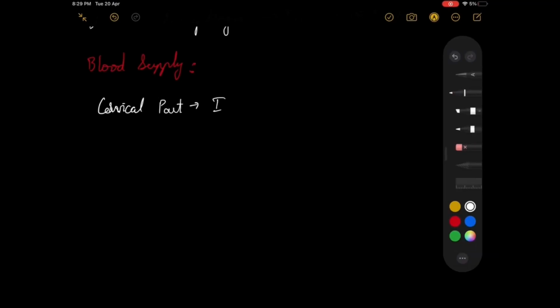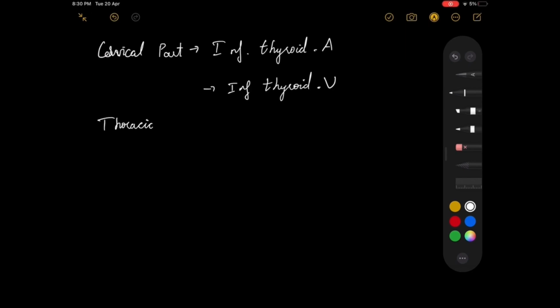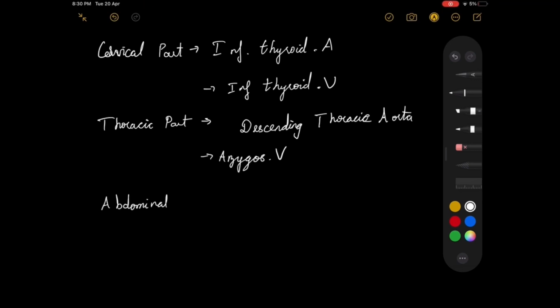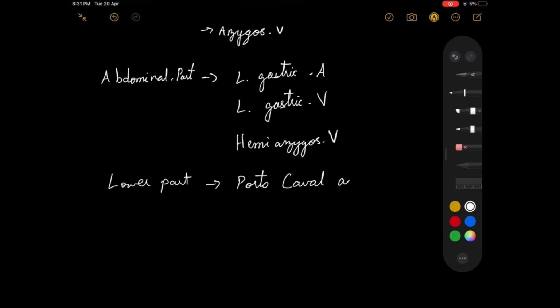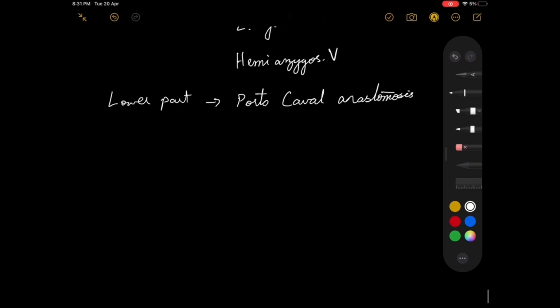The cervical part is supplied by the inferior thyroid artery and inferior thyroid vein. The thoracic part is supplied by the descending thoracic aorta and azygos vein. The abdominal part is supplied by the left gastric artery, left gastric vein, and hemiazygos vein. And the lower part of the esophagus drains by portocaval anastomosis.